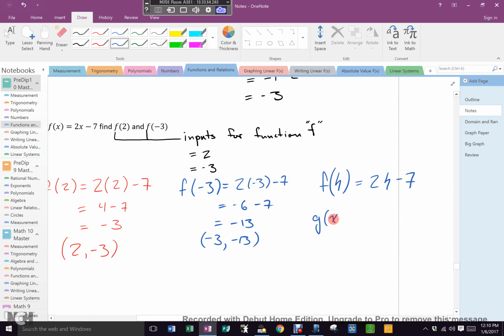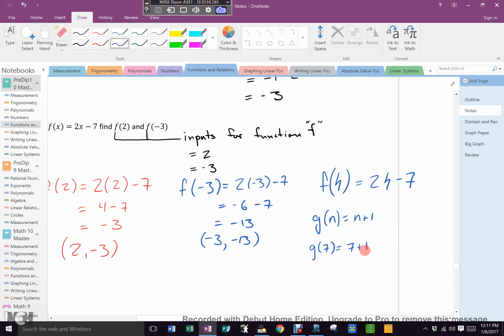G of x equals x plus 1. Everybody good? And I tell you, no, I can't use x. Sorry, pardon me. G of n equals n plus 1. And I tell you I want the g of 7. Could you do that? What is it? 7 plus 1. Everybody good at that?